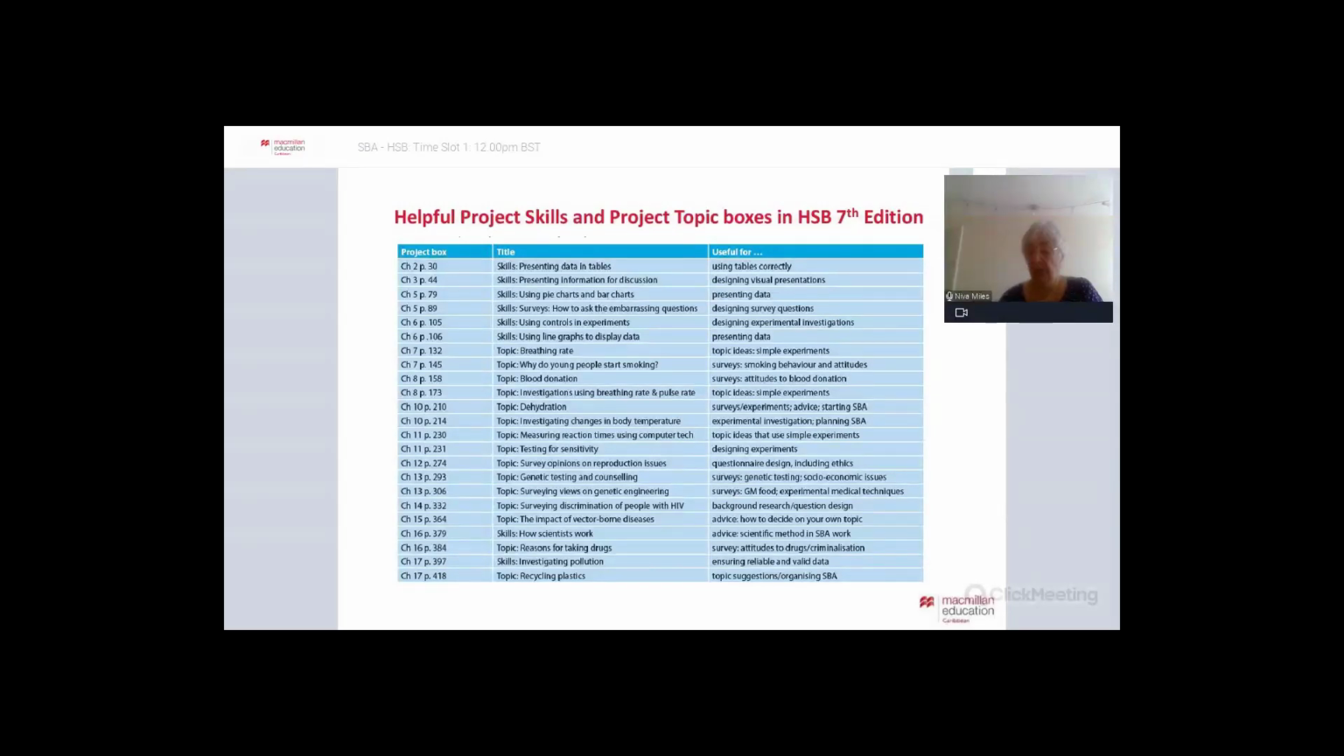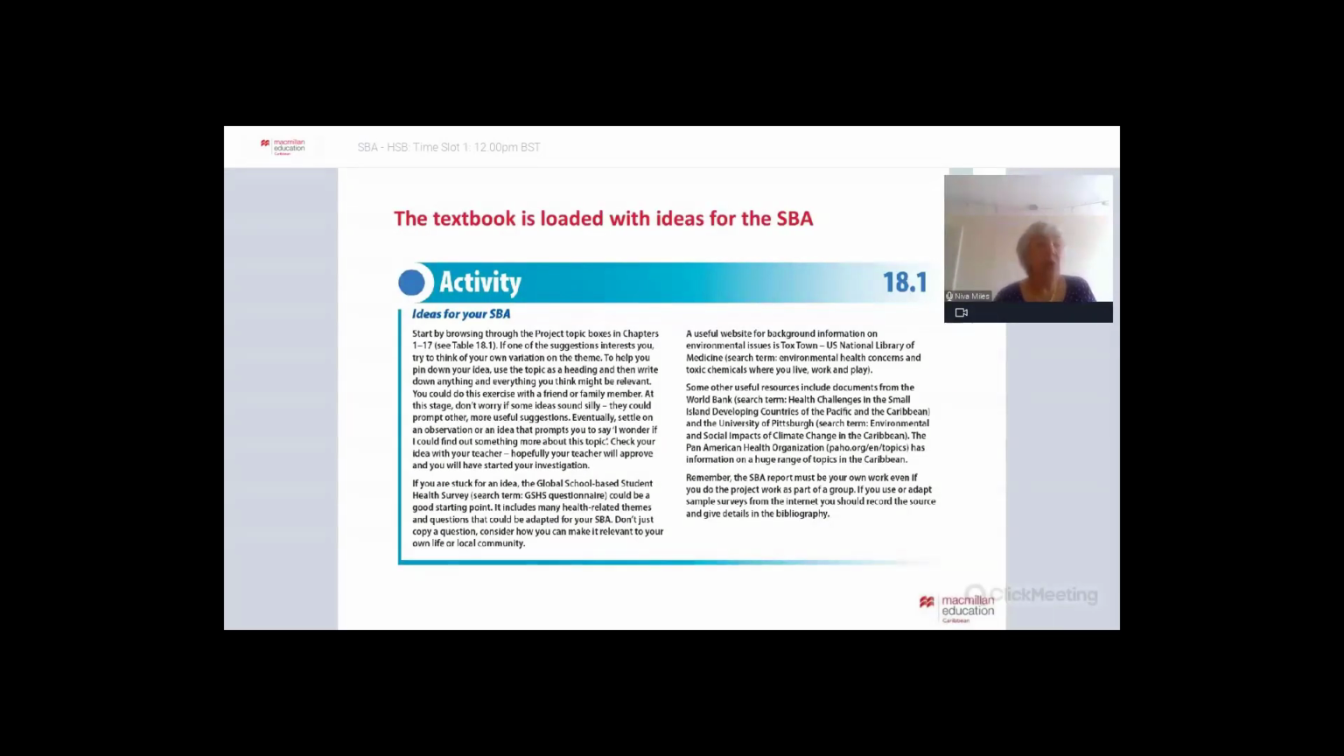And at each one, what we've tried to do is not only make suggestions about the topics. We haven't given titles, but we made suggestions of areas that they could investigate. And what we've done in many cases, at the end of each of those project boxes, we've actually reminded them of the key points needed for an SBA. So we need to know a little bit more about how we can get ideas.